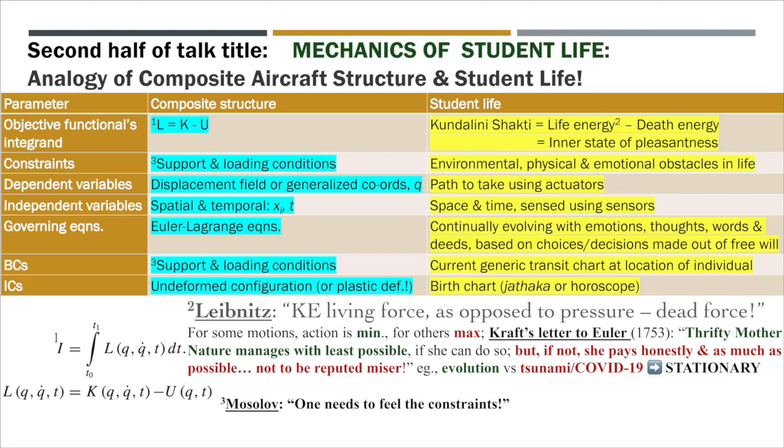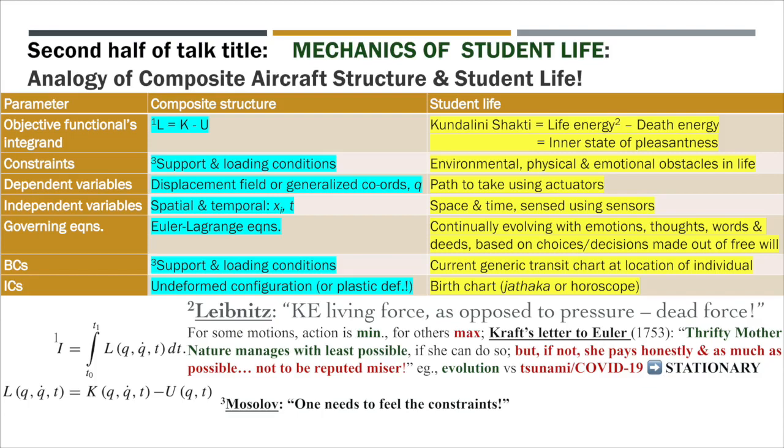Next, we talk of these two conditions, the boundary conditions and the initial conditions. Boundary conditions in the case of a mechanical system are the support and loading conditions, whereas in the case of student life, they are the current generic transit chart at the location of the individual. The initial conditions are the undeformed configuration or plastic deformation if you have. Then you have to take into account the time history of what this particular structure has gone through before you arrive at the initial configuration, therefore the initial condition.